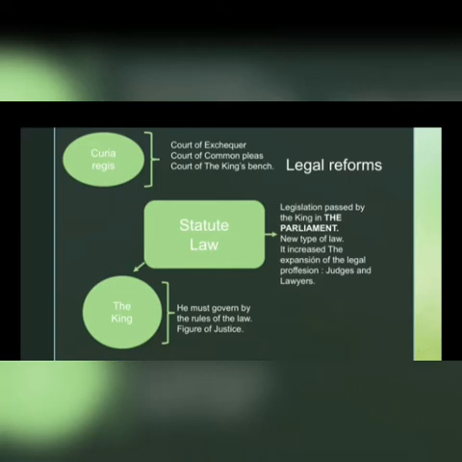Since those times, there was an expansion of the legal professionals. There were judges and lawyers, and they were considered professionals. The Curia Regis was now divided in three parts: the Court of Exchequer, the Court of Common Pleas, and the Court of the King's Bench. It was first applied in the reign of Henry III, but Edward spread that kind of courts.